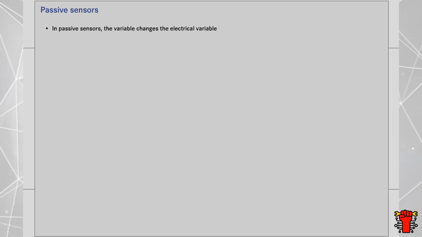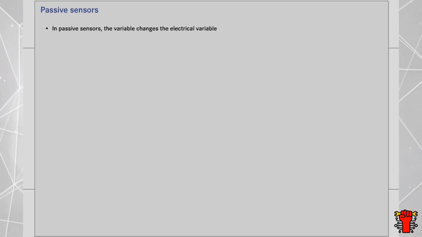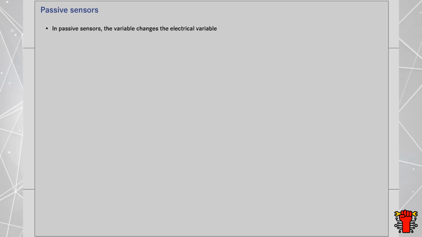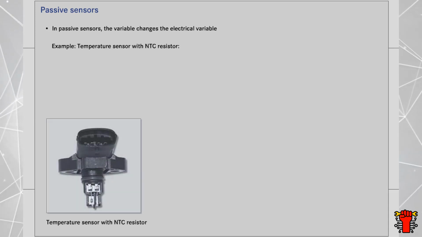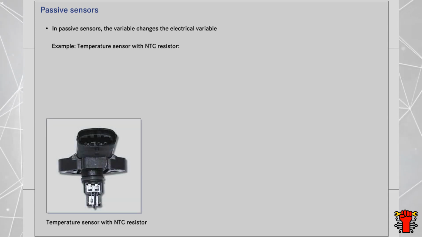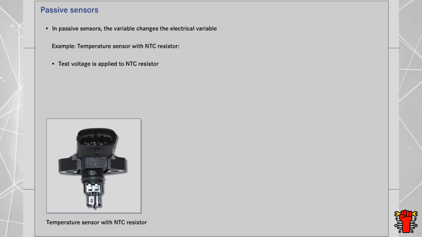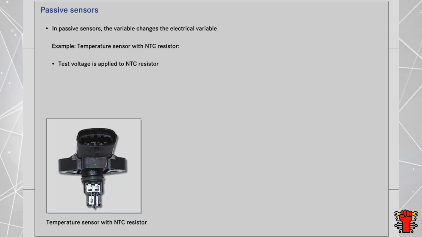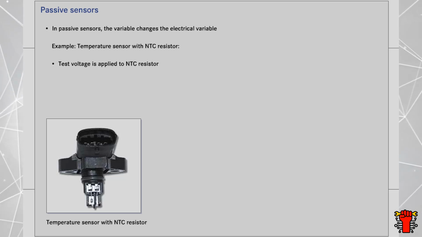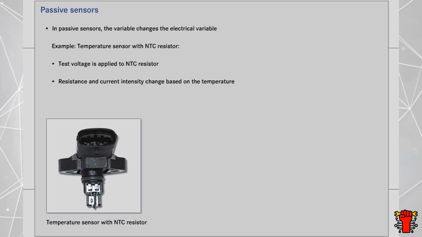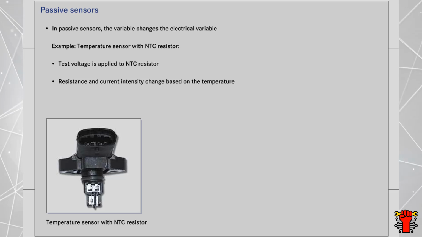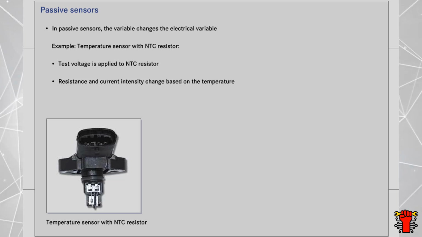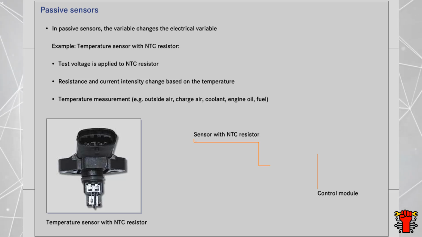Passive sensors change one of their electrical variables when influenced by a variable acting from outside. This is the case, for example, with temperature sensors, which have NTC resistors. When a test voltage is applied, a current is generated which flows through the NTC resistor. Its resistance changes with temperature, thereby causing a change in the current being measured. The control module registers this change and responds accordingly.